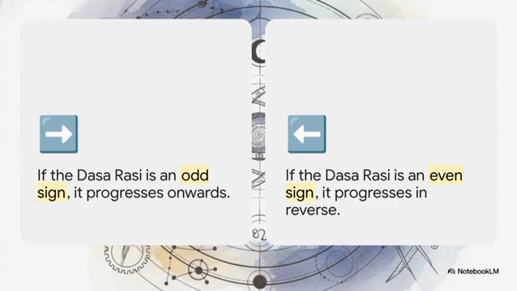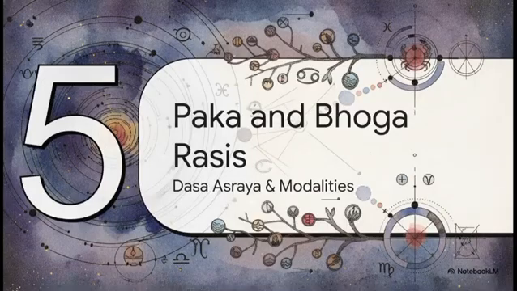If it's an odd sign, the antardasas progress in a direct onwards order. But if that Dasa Rasi happens to be an even sign, well, the subperiods have to progress in reverse. Pretty straightforward, right? All right, Section 5, Paka and Bhoga Rasis.